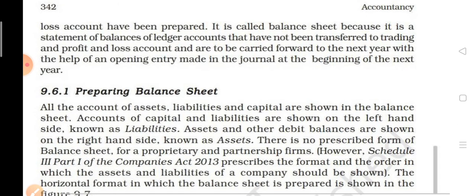It is called a balance sheet because it is a statement of balances of ledger accounts that have not been transferred to the trading and profit and loss account and are to be carried forward to the next year with the help of an opening entry made in the journal at the beginning of the next year.